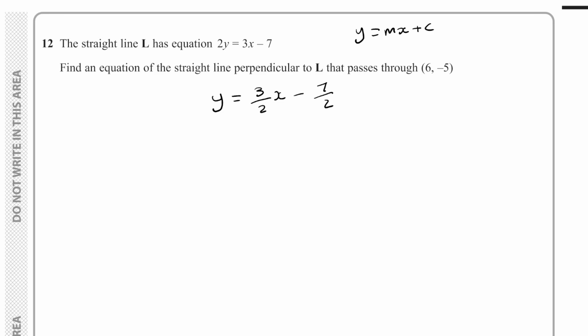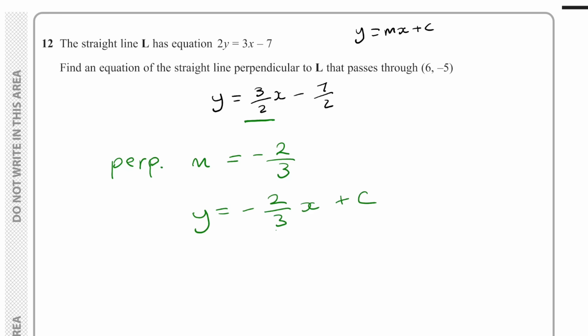The perpendicular gradient is the negative reciprocal. So this one's got a gradient of 3 over 2. So the perpendicular gradient is going to be flipped over and negative. So negative 2/3. The negative reciprocal, flip and minus. So y equals minus 2/3 x plus c.